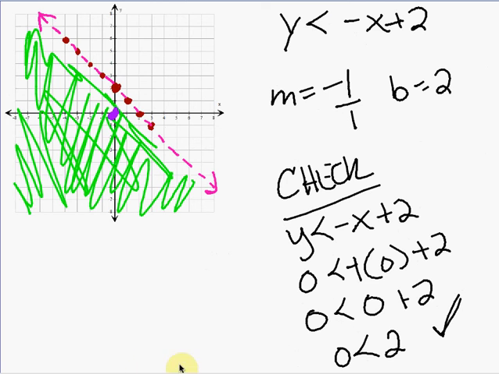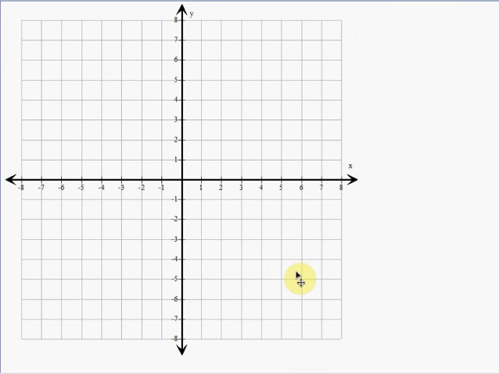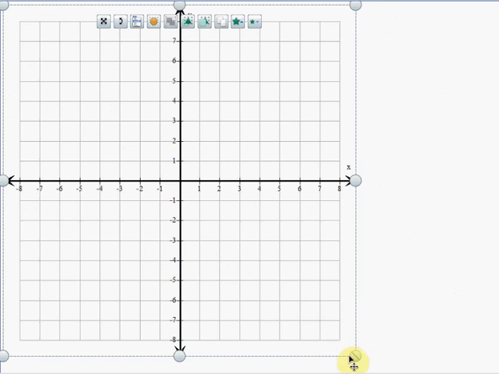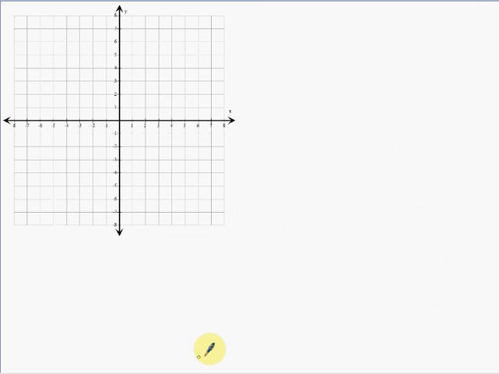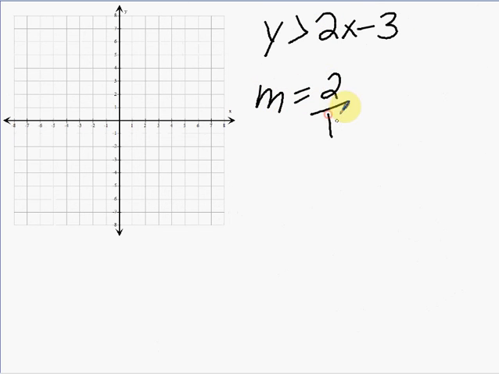Let's go ahead and do one more. Whoops. Alright, make that a little smaller. Our inequality for this one is y is greater than 2x minus 3. I think that's what I wanted to do. Yep, that's it. Alright, let's go ahead and do it. Slope and y-intercept. Slope is 2. Make it a fraction if you want. Put a 1 underneath it. Y-intercept is negative 3.